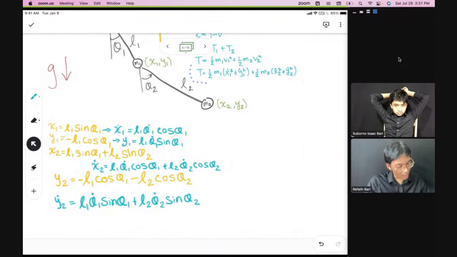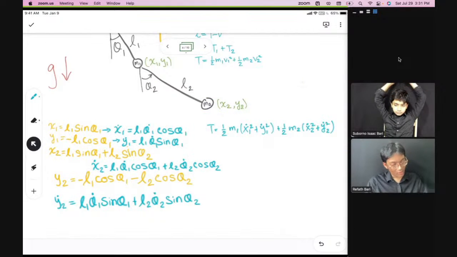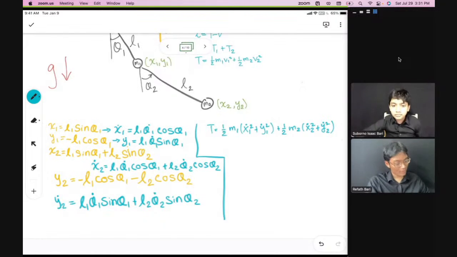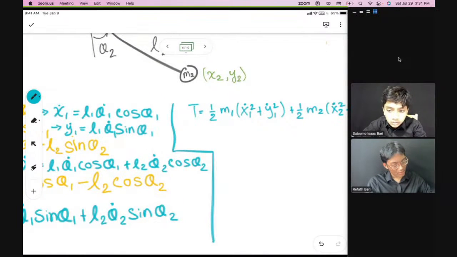Let's take a look at what our kinetic energy actually is. What is our kinetic energy? This thing right here, right? We've got two terms in our kinetic energy, one for the first mass, one for the second mass. For the first mass, we have x1 dot squared plus y1 dot squared. So what is that going to be? What do you think? Can I draw it? Sure, just write it over here. T1 or just T? T1. Okay, let's just draw T1.